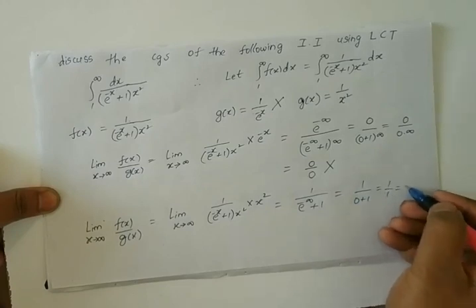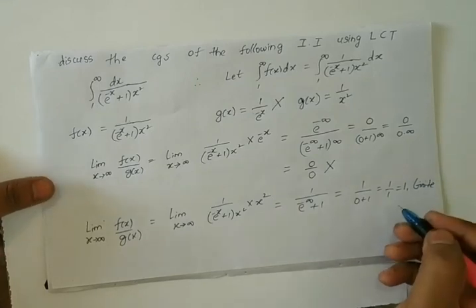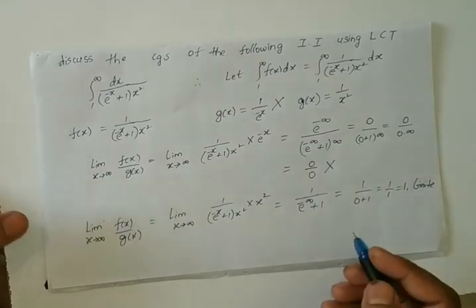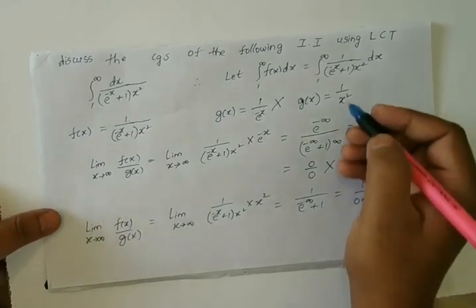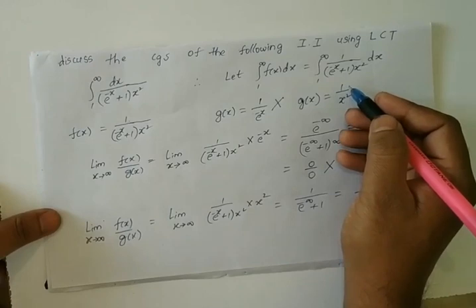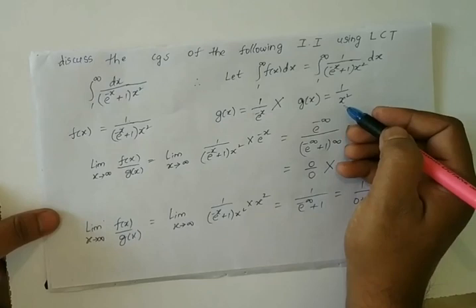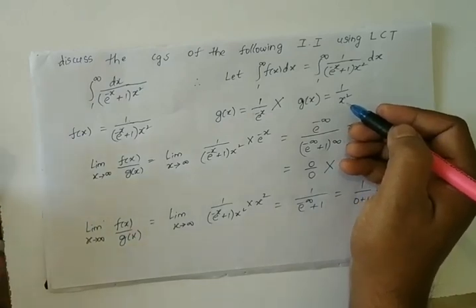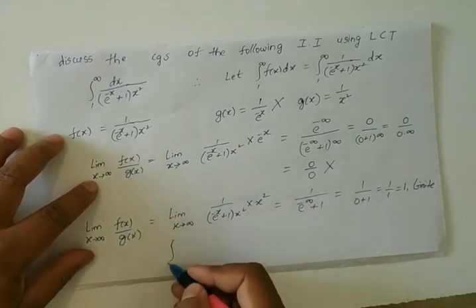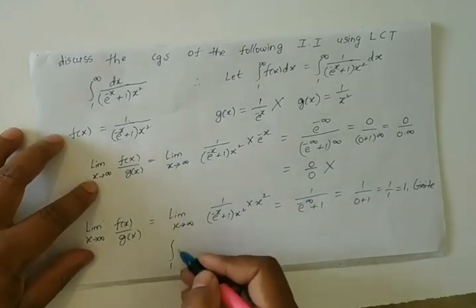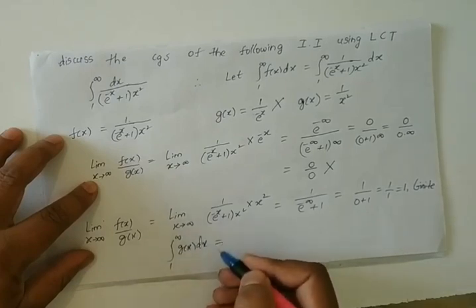1 by 1 is nothing but 1, which is finite. Okay. Now let us check whether the integral from 1 to infinity 1 by x square dx is convergent or not. So now let us check whether the improper integral from 1 to infinity g of x dx is convergent or not.